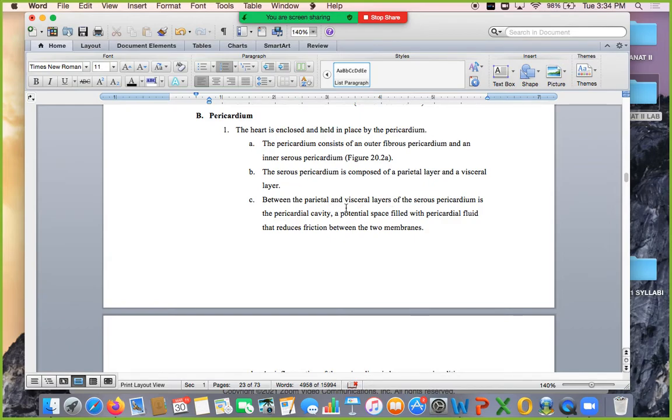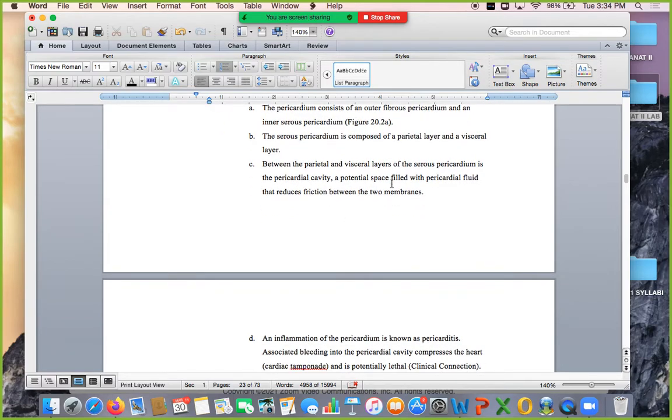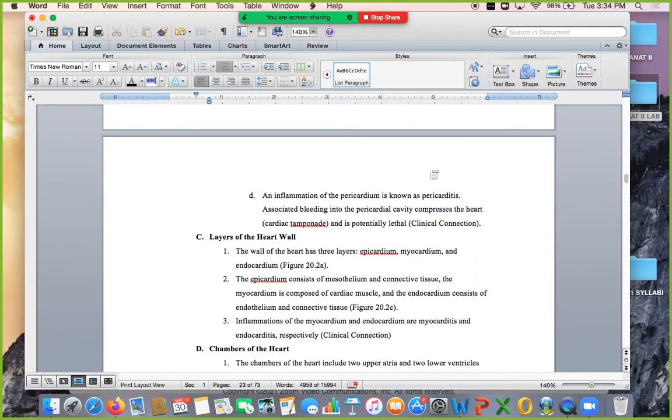Between the parietal and the visceral layers of the serous pericardium, I apologize, we have the pericardial cavity, which is going to be a region that's filled with the pericardial fluid that helps reduce friction between those 2 membranes. And if we end up with an infection or an inflammation here, that's called pericarditis. It can be very dangerous because, as you can imagine, it can cause pressure and weakening on the heart.